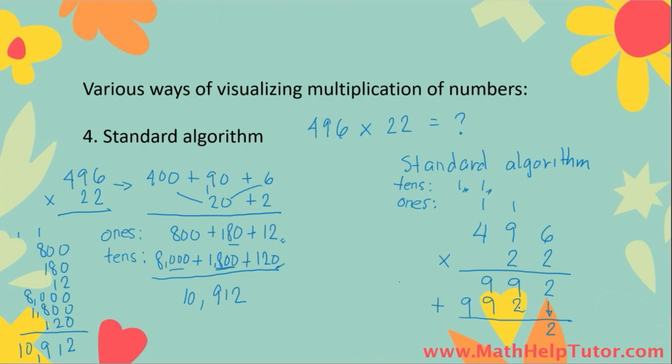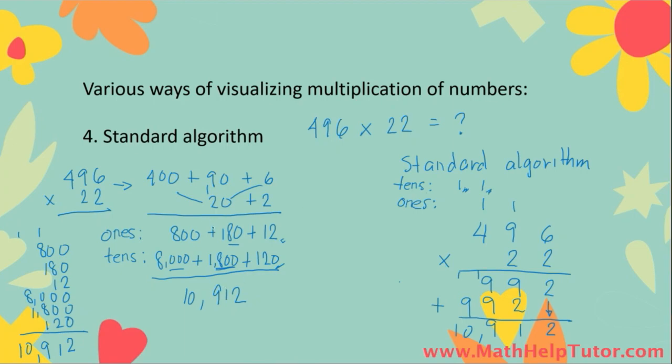over here. Next is 9 plus 2, which is 11, and we carry over the 1. Next is 9 plus 9, which is 18. Plus the carryover 1, which gives us 19. And then finally, we have 9 plus the carryover 1, which gives us 10. And there we have it. Using the standard algorithm, we have the answer 10,912 for the question 492 times 22.